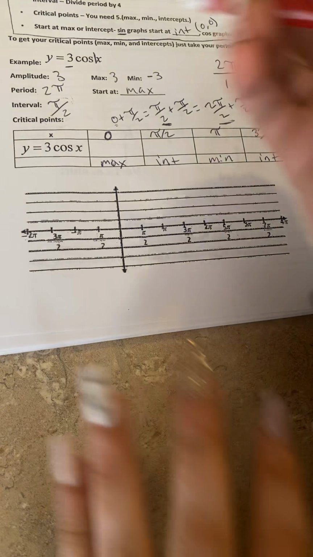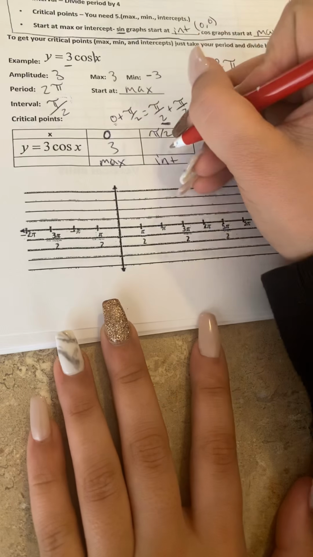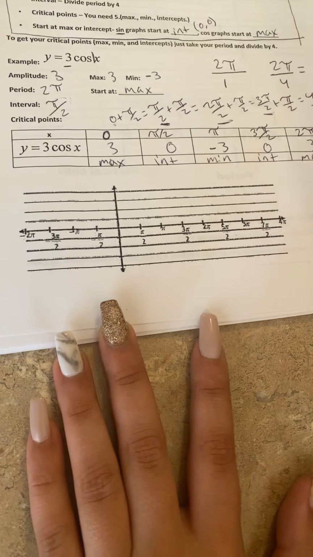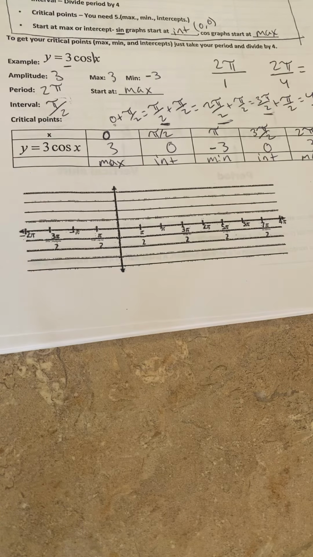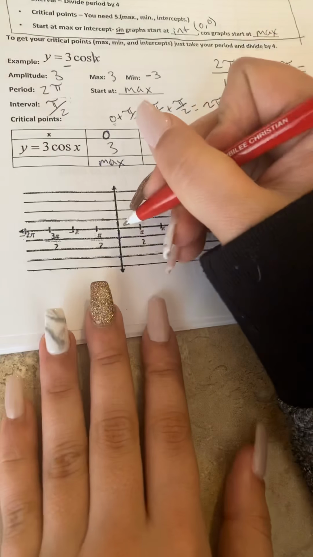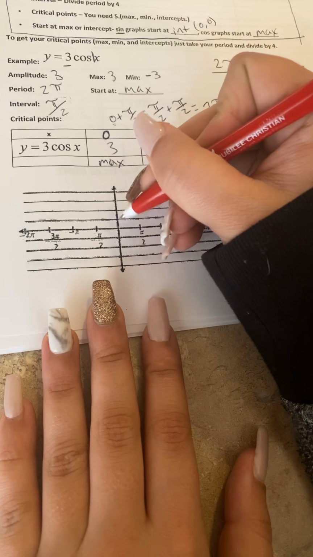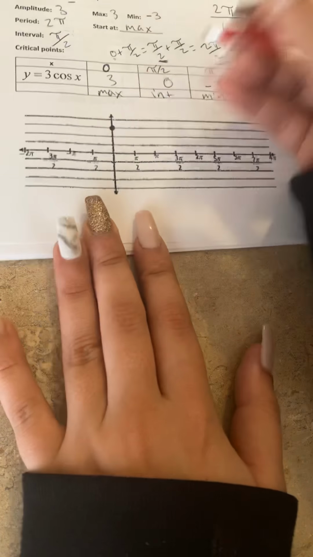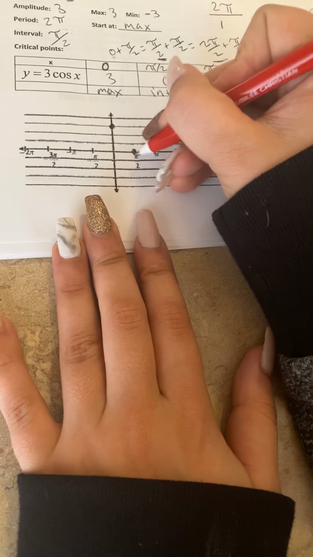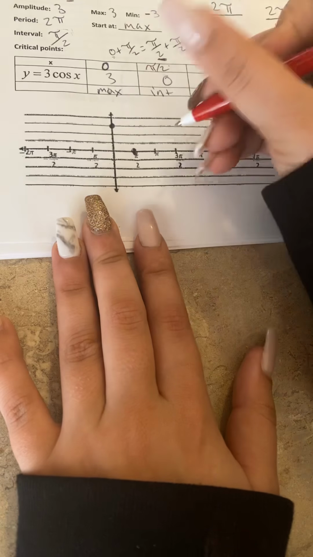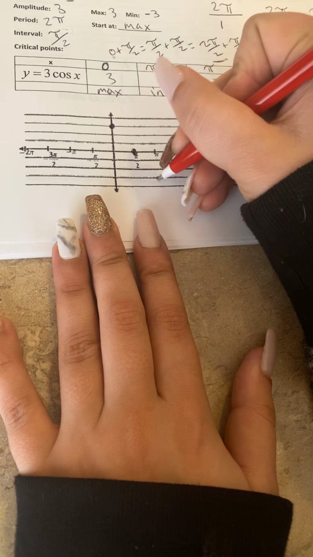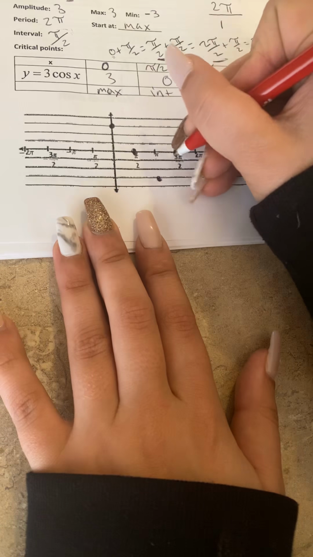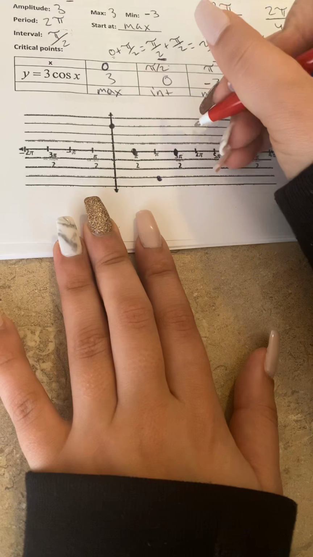Okay, and so we said that our maximum was at 3. Our intercepts are always at 0, -3, 0, 3. Okay, so now we can plot our points. So at 0, we're at 3. 1, 2, 3. Okay, at pi over 2, I'm at 0. At pi, I'm at -3. At 3 pi over 2, I'm back at 0. And then at 2 pi, I'm back at 3.